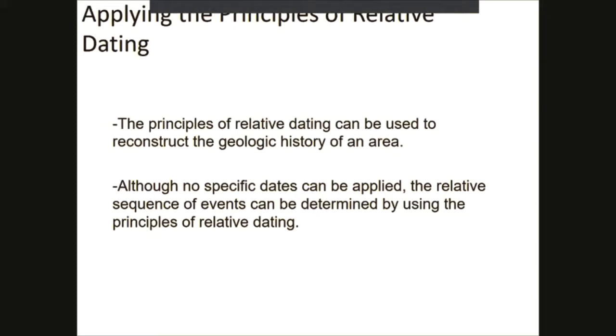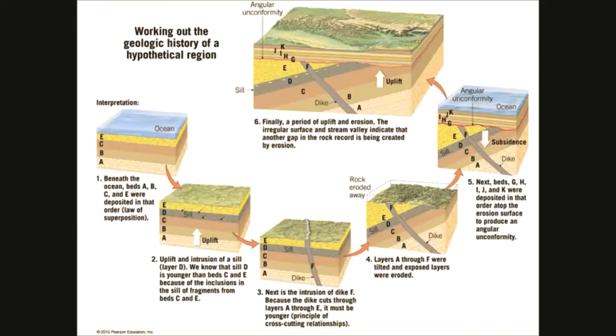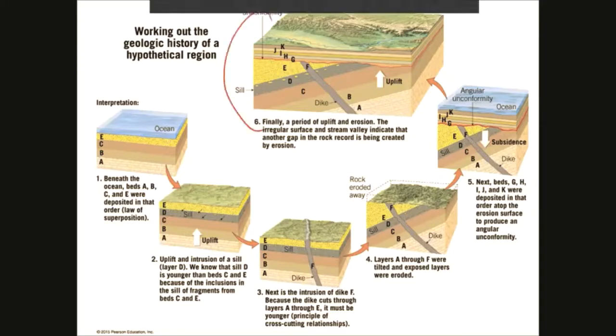So we can apply the principles of relative dating to reconstruct the geologic history of an area. We can't apply any specific dates, but the relative sequence of events can be determined using these principles of relative dating. For example, we see this geologic section right here. It looks like there's a lot going on, but all the rock units are labeled: sedimentary rock A, B, C, E, G, H, I, J, and K. And then we have igneous rocks D and F. Sedimentary rocks are tilted, and we see an unconformity there.